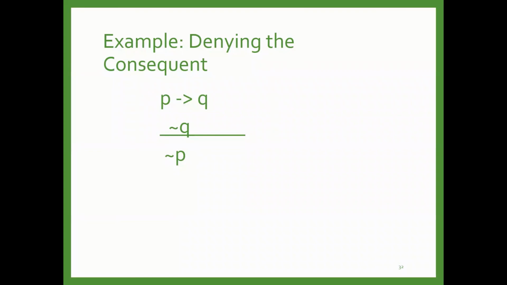Finally, let's look at a third argument form, denying the consequent, sometimes called modus tollens. We have a conditional statement, if P then Q, not Q is a premise, we conclude not P. So we could use the same statements as before. P is Tom goes to the store, Q is Tom gets milk. So if Tom goes to the store, then Tom will get milk. Tom does not get milk, therefore Tom does not go to the store. Let's check this with our truth table.